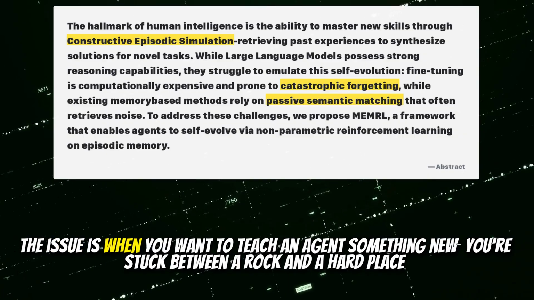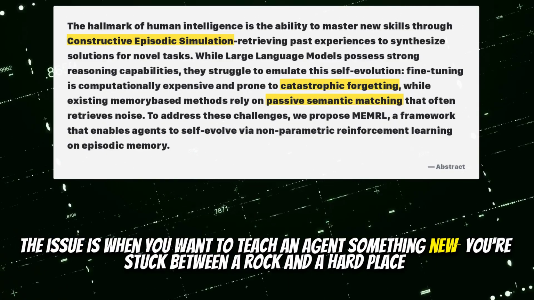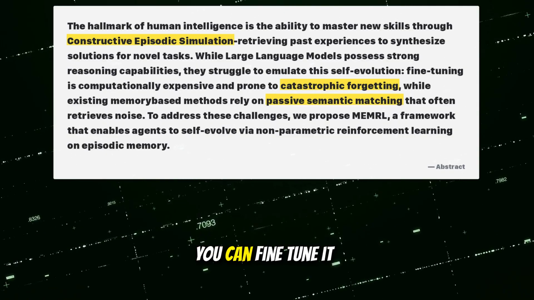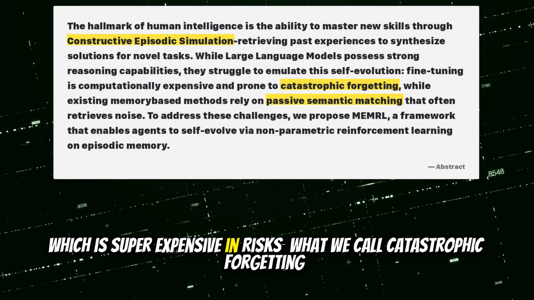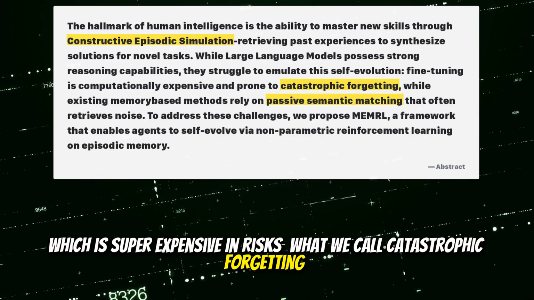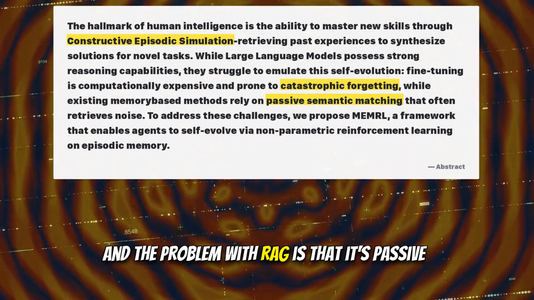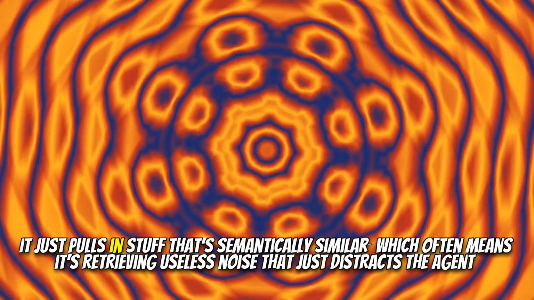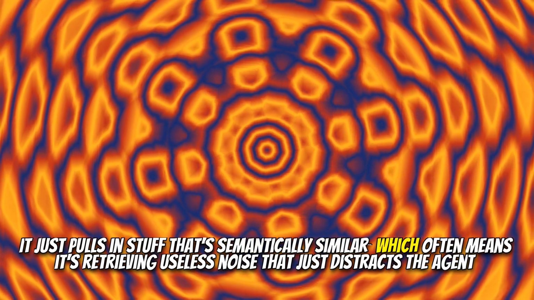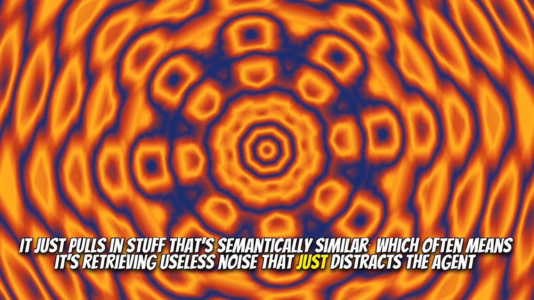The issue is when you want to teach an agent something new, you're stuck between a rock and a hard place. You can fine-tune it, which is super expensive and risks what we call catastrophic forgetting. Or you can use standard retrieval augmented generation. And the problem with RAG is that it's passive. It just pulls in stuff that's semantically similar, which often means it's retrieving useless noise that just distracts the agent.